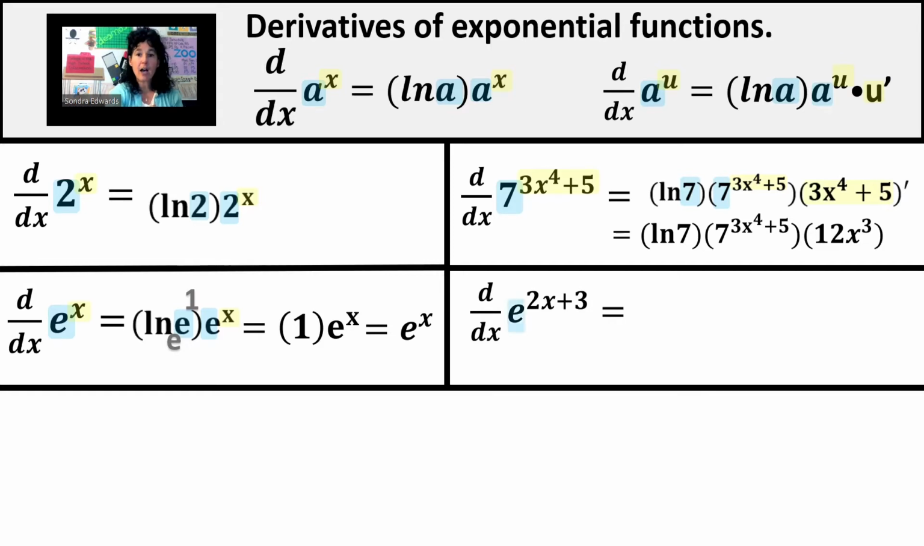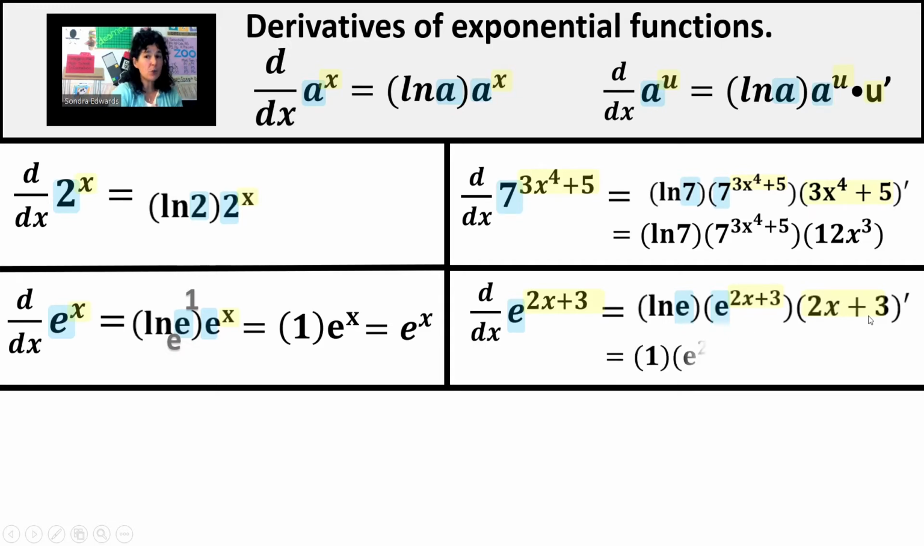The derivative of e to the power of 2x plus 3. Okay, so one more time, it is the natural log of the base. So natural log of e multiplied by the original multiplied by the derivative of the exponent. The natural log of e is that identity, that just equals 1. And then the derivative of 2x plus 3 is just 2. We could simplify that one. I'm going to rewrite that as 2e to the power of 2x plus 3.